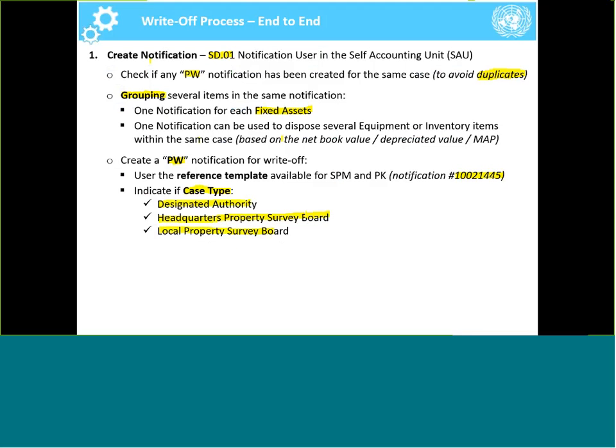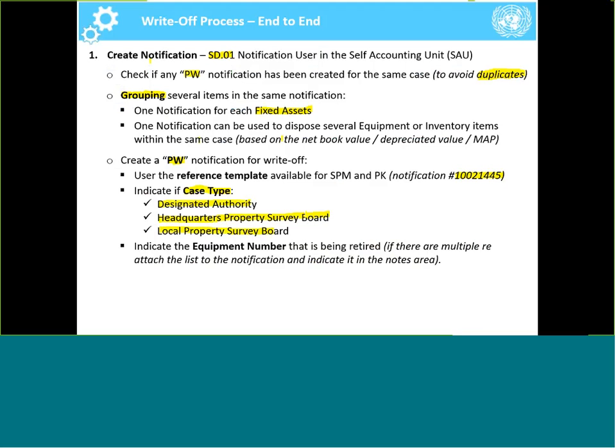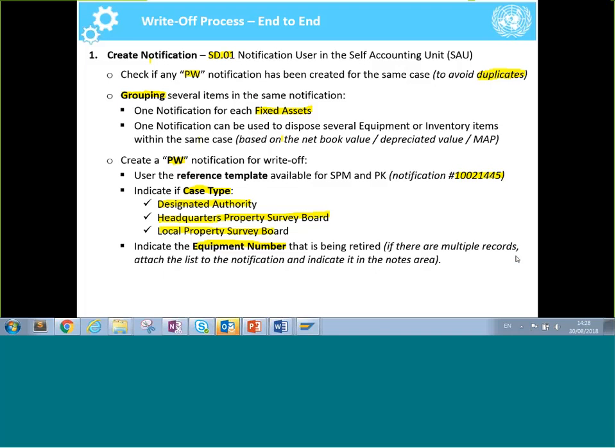Another thing we need to indicate is the equipment number. Here we have to differentiate whether we are including only one equipment number in the notification or using the same notification to write off several equipment items. If we are writing off several equipment items, we will need to attach the list of equipment numbers that we want to get rid of, that we want to initiate the write-off for.